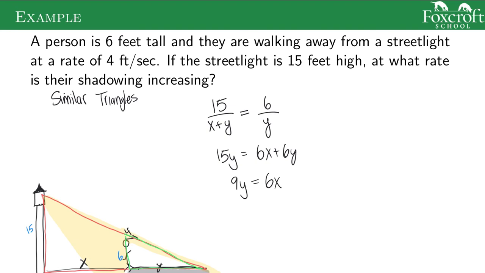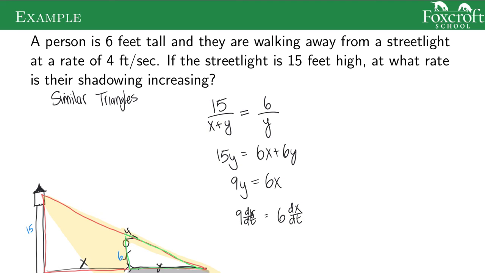So now I have this relationship between these different parts of this triangle, and now both these things are changing. Y is changing because as I move, my shadow is going to change. X is changing because I'm walking away from the streetlight. So now I can take derivatives. I'm going to get the derivative of 9y is 9 dy/dt, and that is 6 dx/dt. Again, I'm looking for dy/dt because that's representing the shadow.